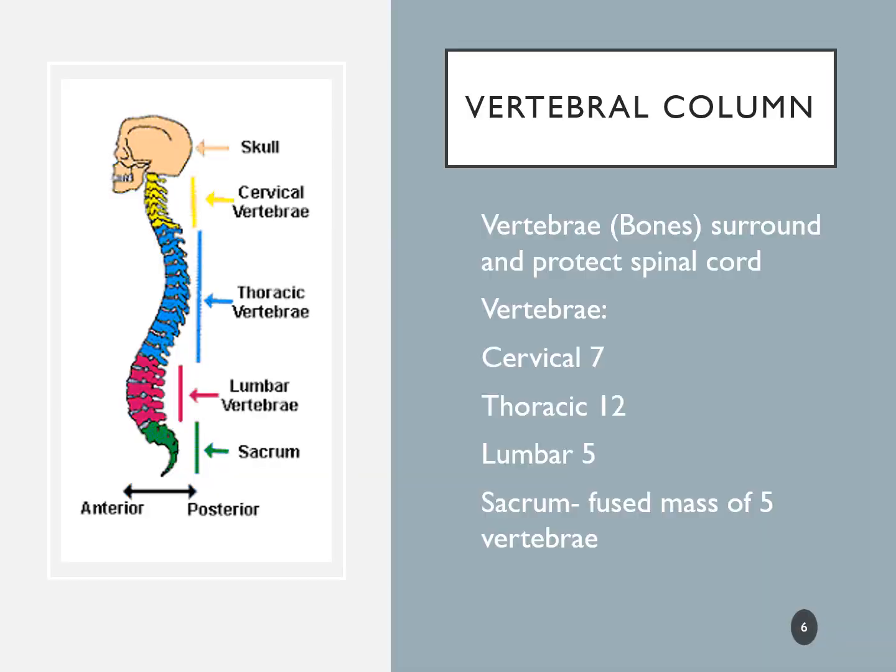Continuing the review, our vertebral column starts up again at our cervical vertebrae. We have 7. We have 12 thoracic, 5 lumbar, and then down in our sacrum is a fused mass of 5 vertebrae.